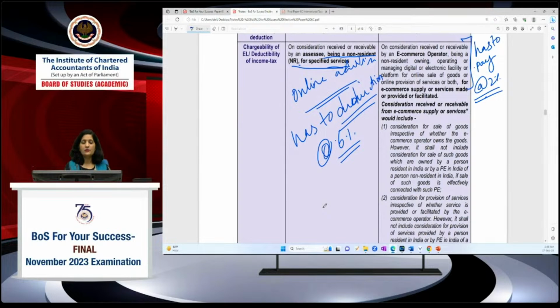ये सब information, all this information you have to analyze. You have to integrate the provisions together. Only then you would be able to answer the questions. Very interesting.